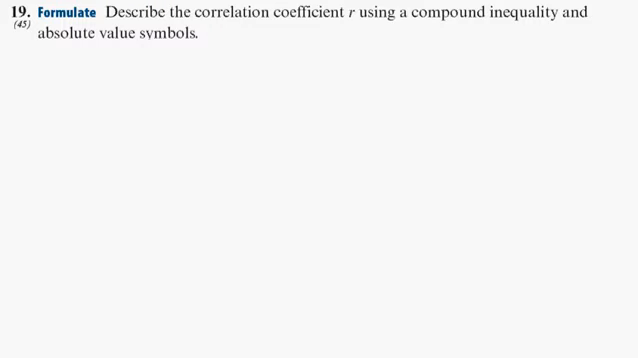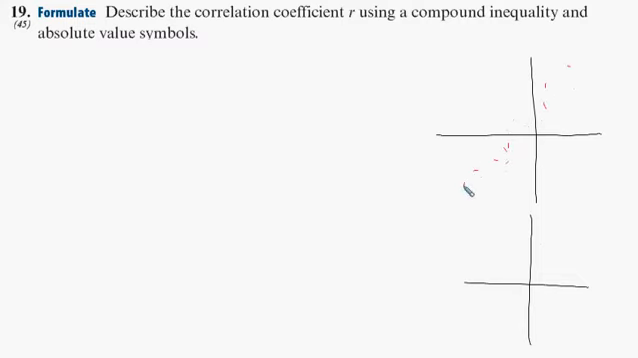To start out number 19, let me just remind you what the correlation coefficient R is talking about. I'm just going to draw a coordinate plane. Let me draw a coordinate plane here and another one down here. And for this one, I'm just going to make some data points. Okay, you get the idea.